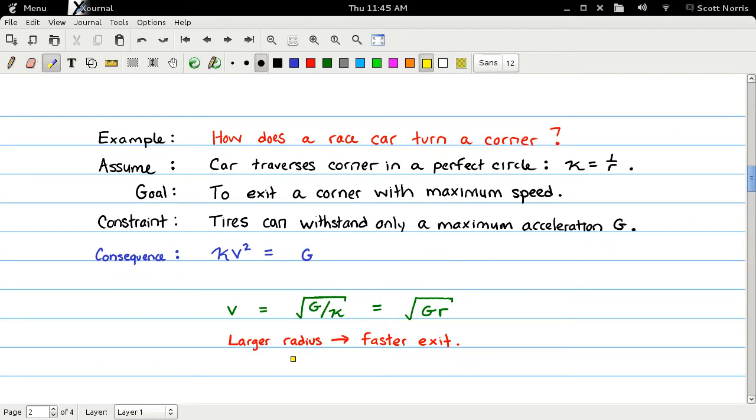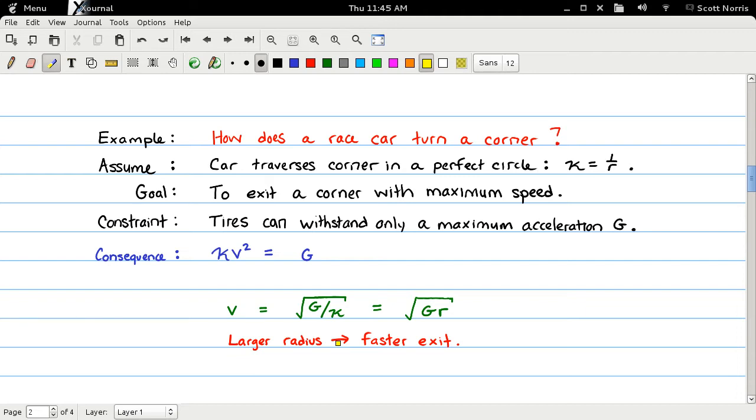So let's think about it. I see that the answer is already on the screen, and you see that too, but let's think about this. A race car is trying to travel through a circle. Let's assume that the car goes through the corner in a perfect circle. That circle will have a curvature of 1 over its radius.